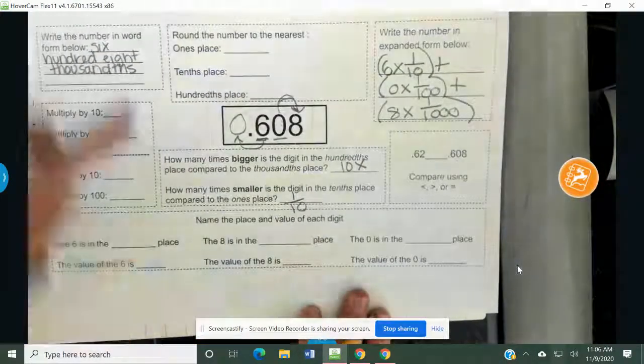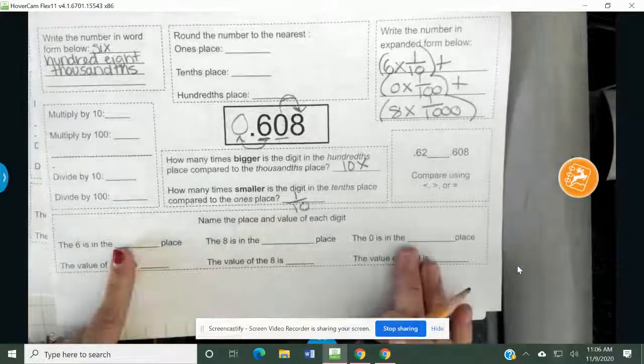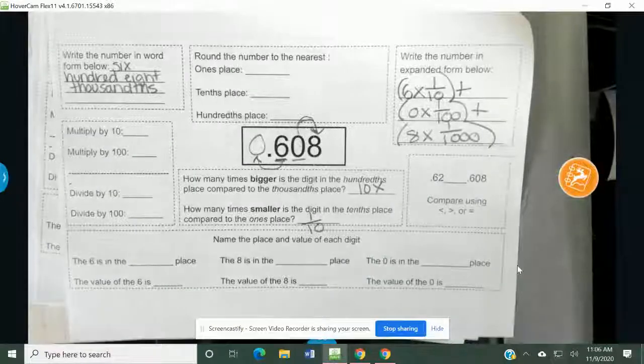All right, I want you to go round, multiply, divide, compare, and name those places, okay? Use your place value chart if you need help.